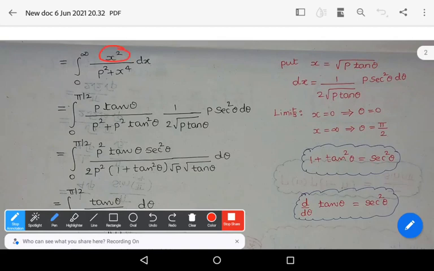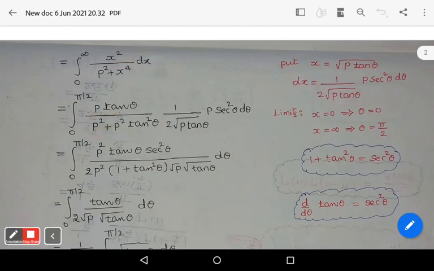And what is x square? x is equal to root p tan theta. So x square is equal to p tan theta. In the denominator we have, as it is, p square plus x power 4. x power 4 is nothing but p square tan square theta. And what is dx? Observe that dx is equal to 1 by 2 root p tan theta, p secant square theta d theta. Yes. Let us simplify that integral.